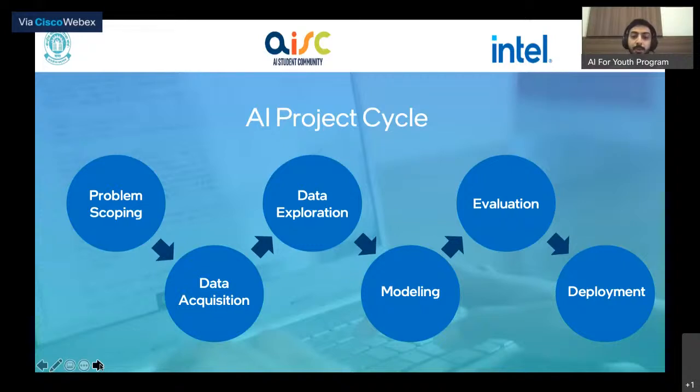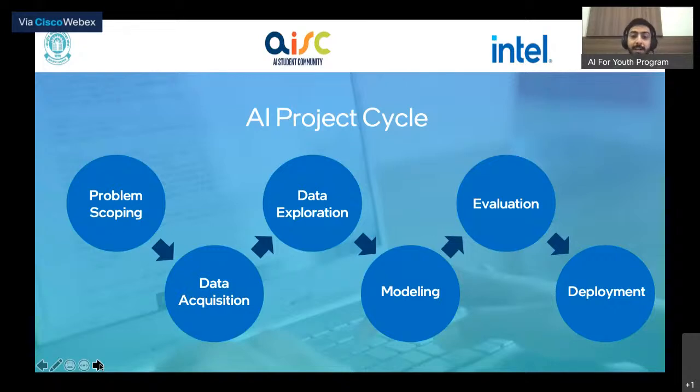So the first stage is problem scoping. Now here in this stage, the objective is to define the goal for your project, to define the objective of your project. And this is one of the most important stages of your AI project cycle, because to get a good outcome of your project, you need to define a really good goal, isn't it? So depending upon the problem that you identify, you need to define a really good goal so that you get a good outcome towards the end of the whole project. So this is the problem scoping stage.